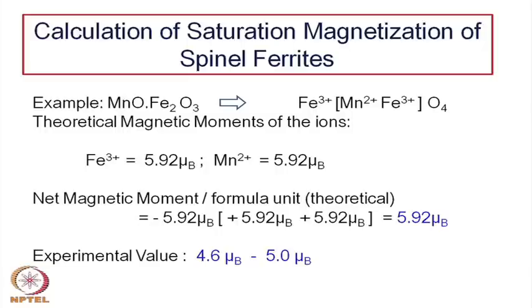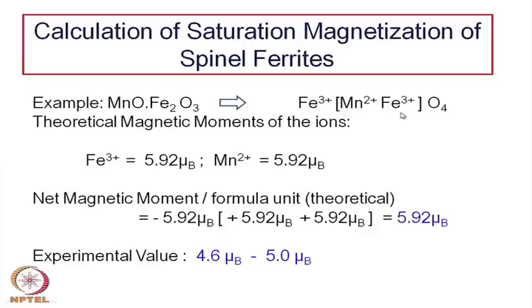That depends on the individual magnetic moments. So, this is what one can find out. MnO, let us say we are taking an example of MnO Fe2O3. We can write the formula in this fashion, considering the sites where these particular ions are sitting, whether it is the tetrahedral or octahedral. So, outside this square bracket, this means it is the tetrahedral site, and inside the square bracket means the octahedral sites.